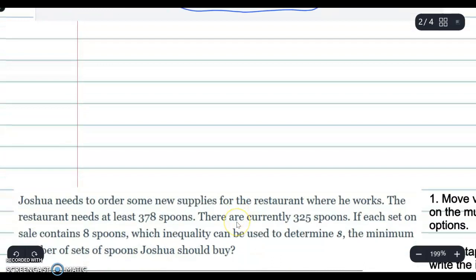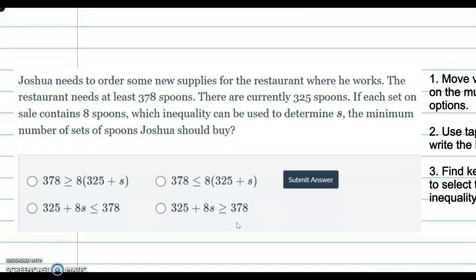Alright, go ahead and pause the video here and see if you can solve this one.